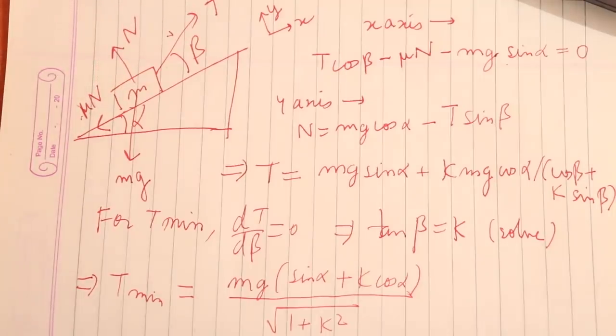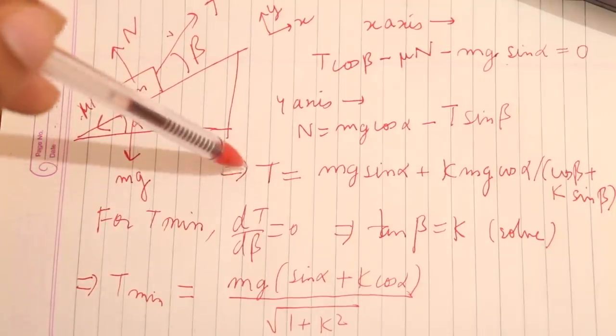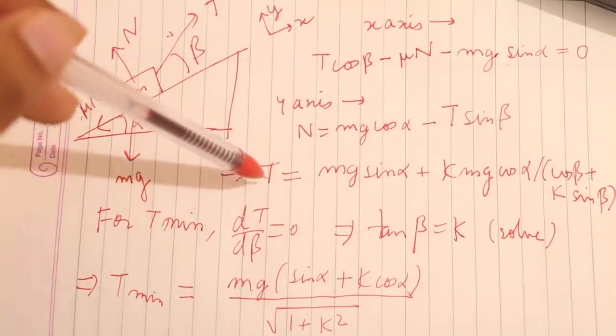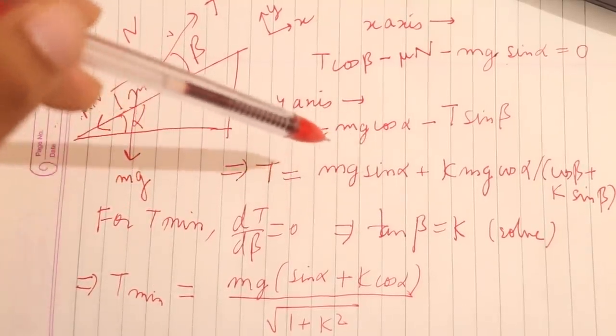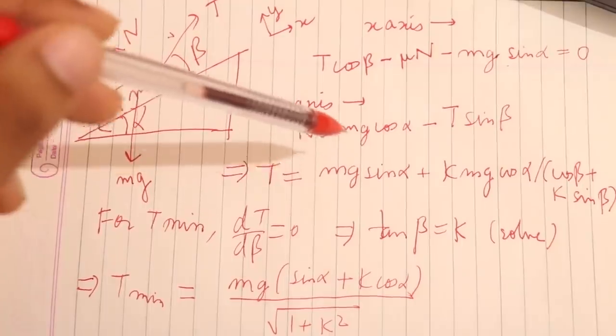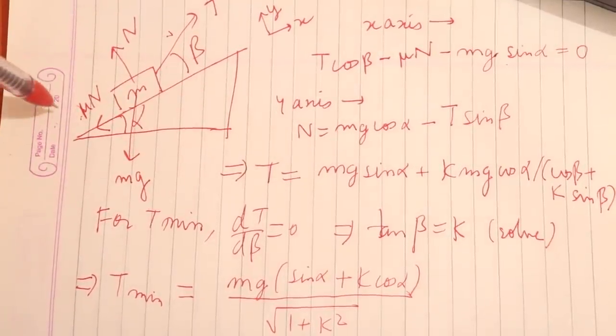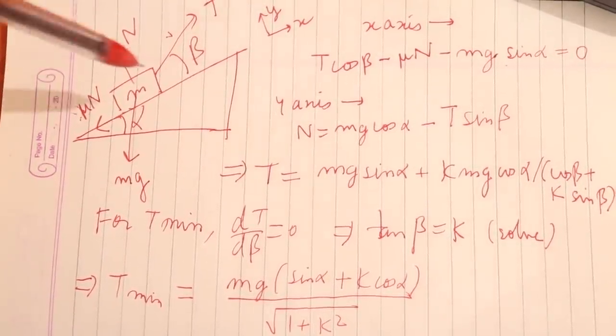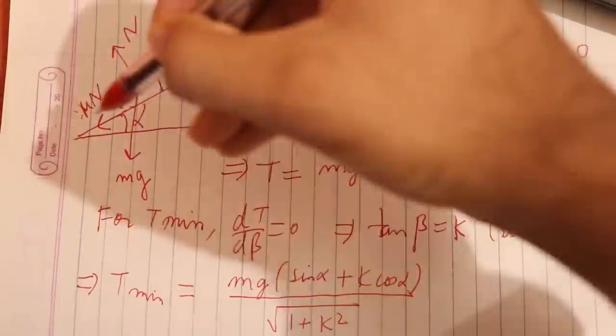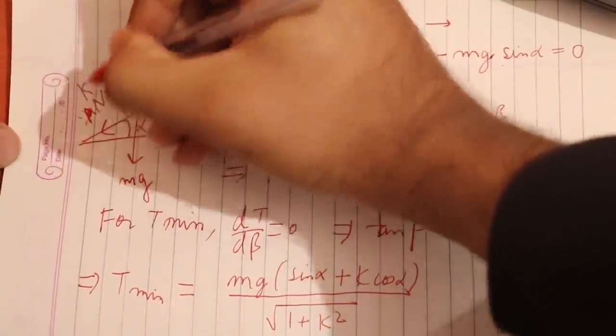Now we can solve these equations to eliminate N, as we have done in this particular equation, and you can find out T in terms of mg and alpha and beta and k. Okay, k is the coefficient of friction here. I have written it as mu, so you can write it as k here. I'll just change it, k into N.